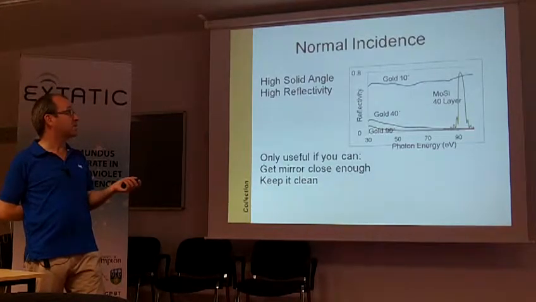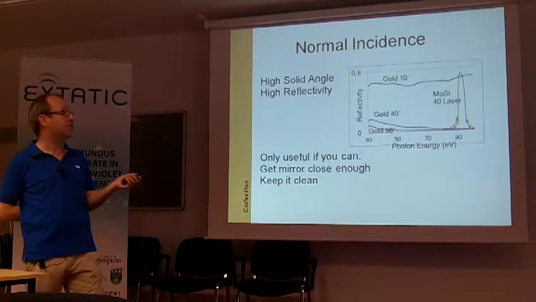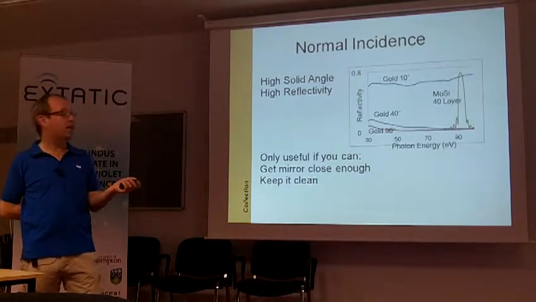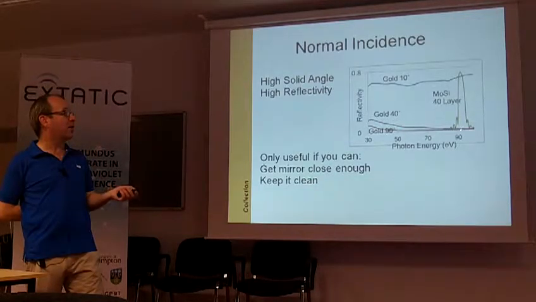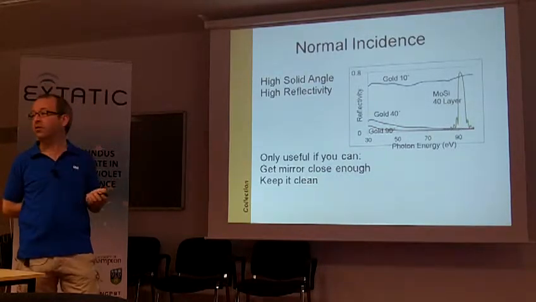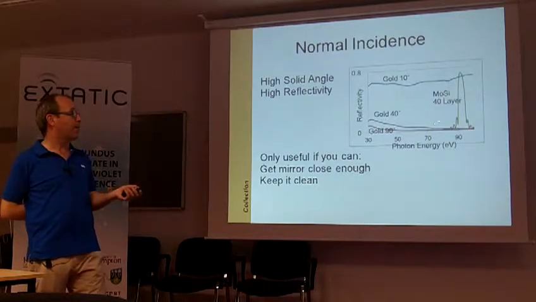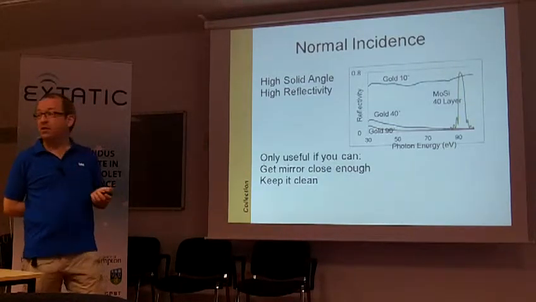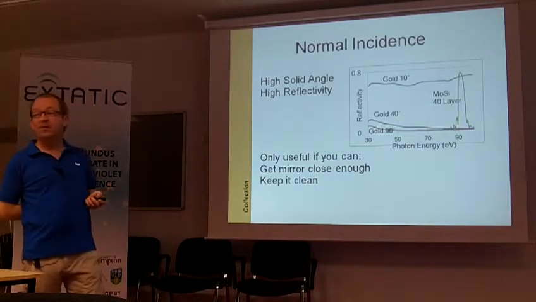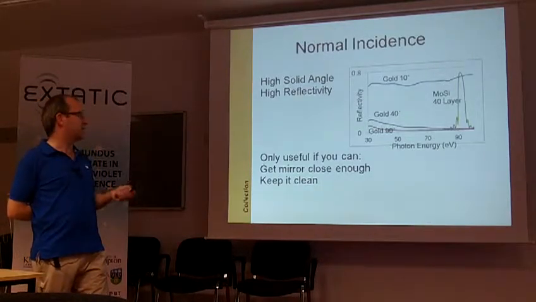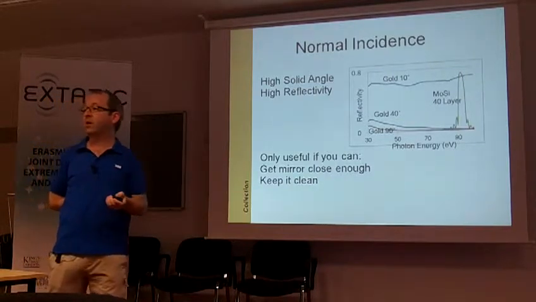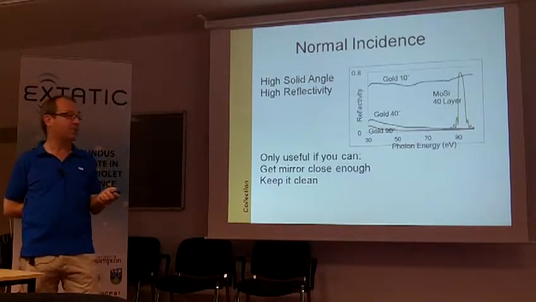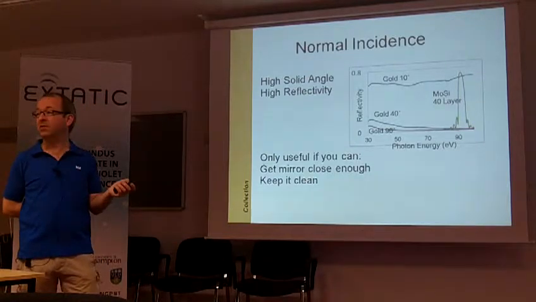Okay, normal incidence optics. The reason normal incidence optics were developed, like I said, is because at normal incidence, most materials don't reflect almost any EUV at 100 eV. Molybdenum silicon multilayer mirrors were developed, and these give you extremely high reflectivity, but the limitation for use in metrology sources is this is only of use if you can get the mirror close enough to your light source to collect a sufficient amount of the photons and keep it clean, because they're very sensitive to damage.